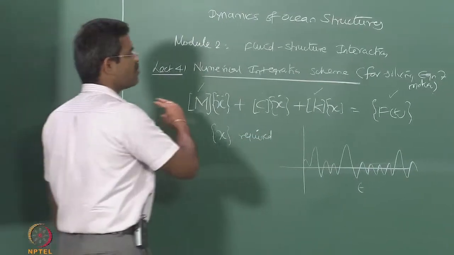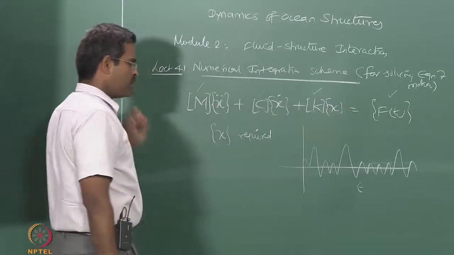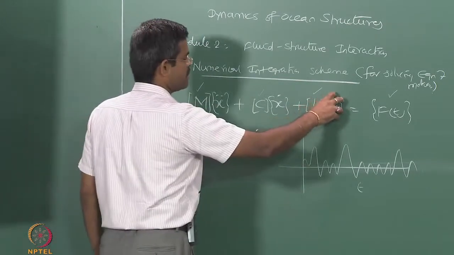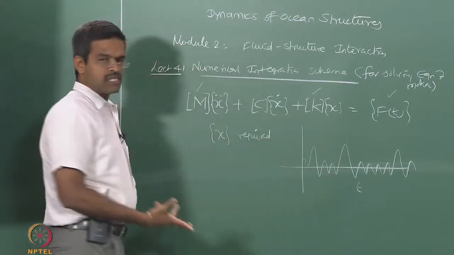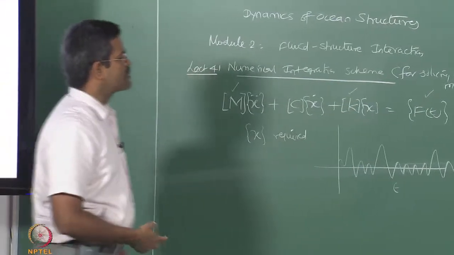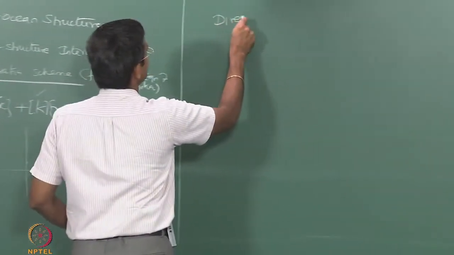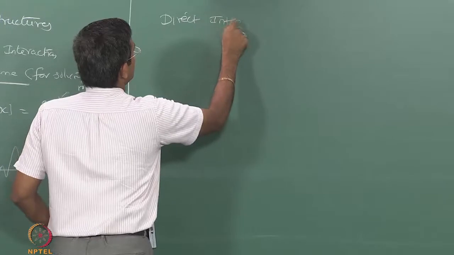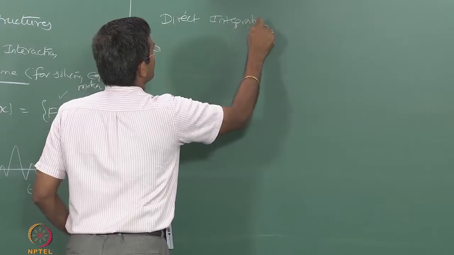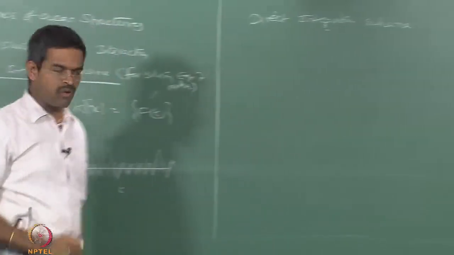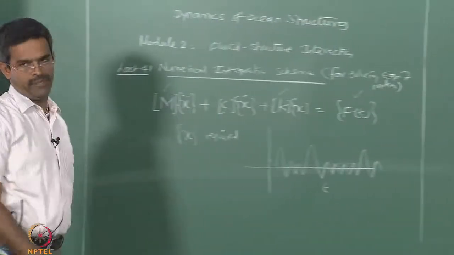So in such equations of motion, it becomes very interesting that I must solve for the displacement vector as a time history. There are many schemes available in the literature. The most common and popular is the direct integration scheme, which is one of the most popular methods used for solving the equation of motion in the time domain.